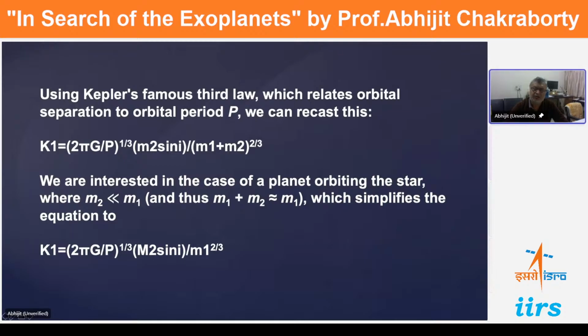Now since m1 is much greater than m2, m1 plus m2 is almost equal to m1. So this simplifies the equation into this. So you have K1 as observable, and M2 you can determine knowing M1. M1 you can determine through luminosity estimation as well as from spectroscopy, spectral line fitting.